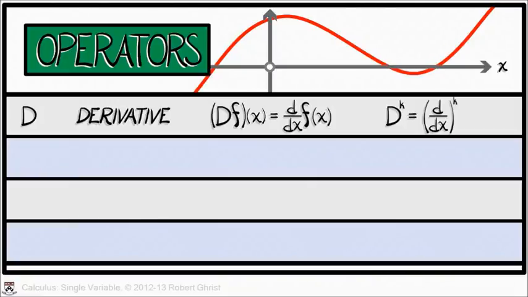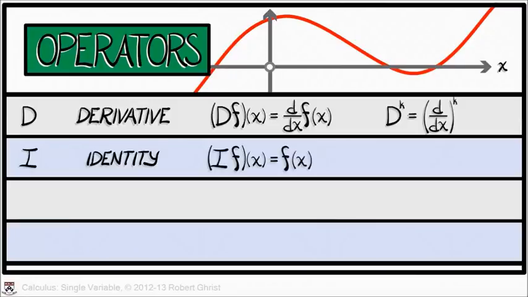What is D to the 0? Well, that too has a name. It is called the identity operator and is given the special symbol I. The identity operator takes f and returns f. It does nothing. That is why it is called the identity. So D to the 0, the 0th derivative of f, is, of course, f.